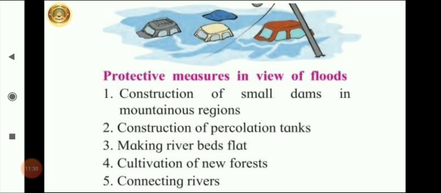Protective measures in view of floods. What measures can we follow? First is construction of small dams in mountainous regions so that the water should not flow down. Construction of percolation tanks so that the water should percolate in the soil. Making river beds flat. There should be no encroachment on the river beds. Cultivation of new forest connecting rivers. These are the protective measures.